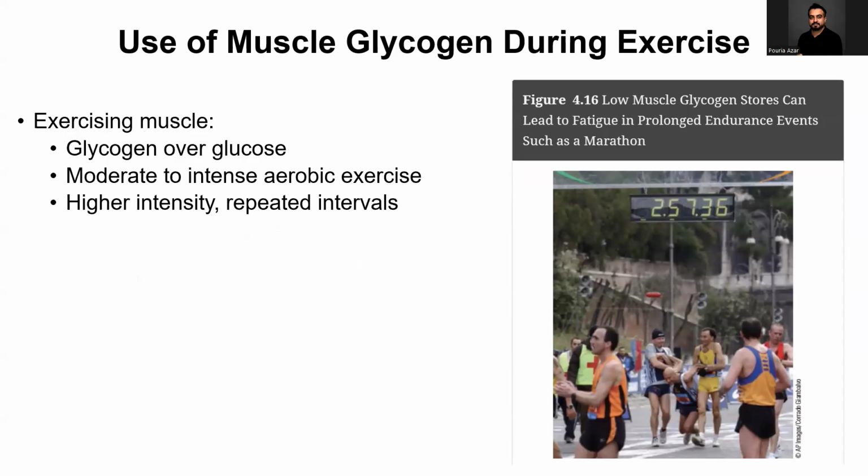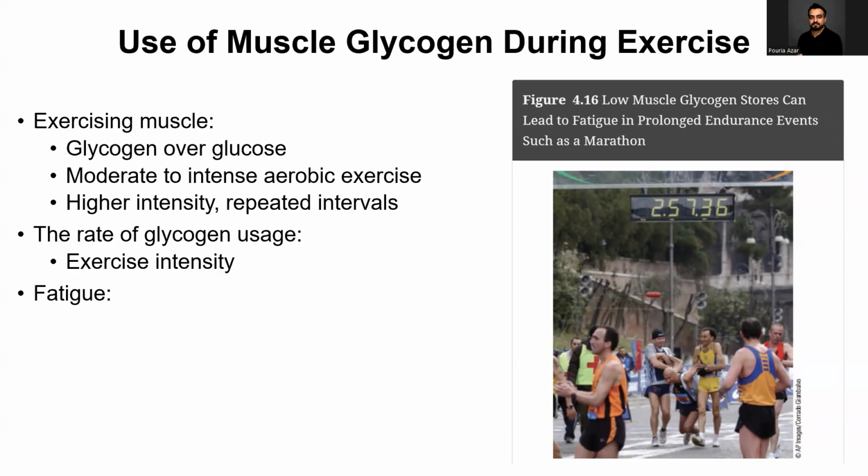So exercising muscle prefers glycogen over glucose. The exercising muscle cells prefer to break down glycogen over just using simple glucose for their energy source. In moderate to high intensity aerobic exercises, carbohydrates and glycogen are the primary energy source. In higher intensity and repeated intervals, our muscles use glycogen over fats and other energy sources.